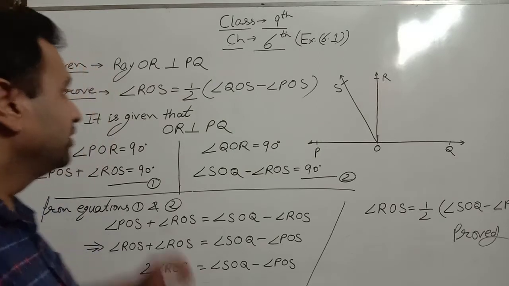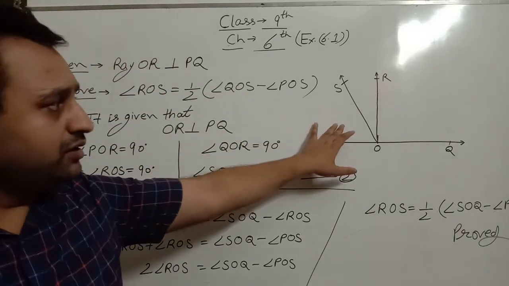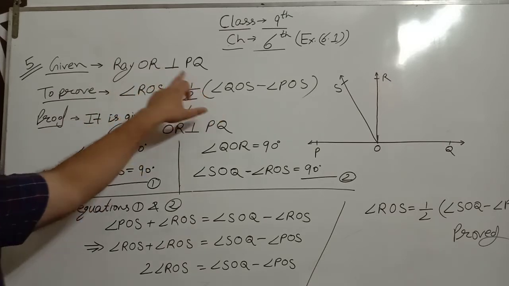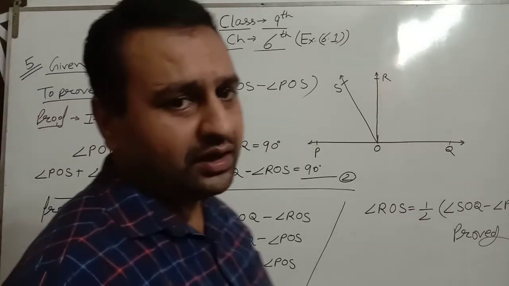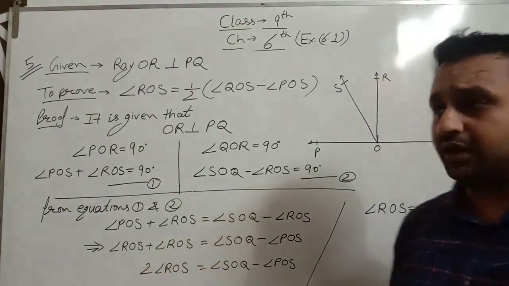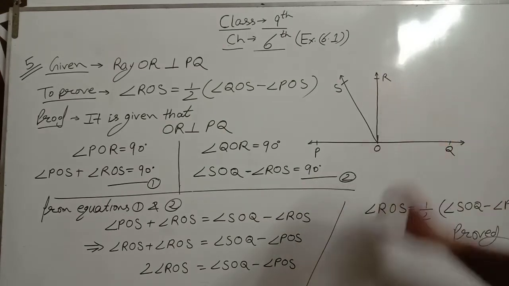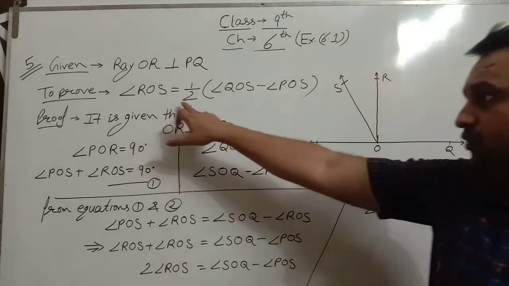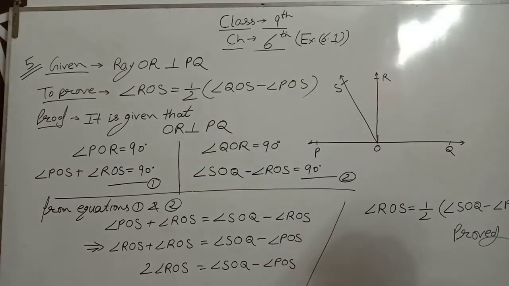Okay, now students, we have to do question number 5. It's an important question. In question number 5, the figure is given and the condition is ray OR perpendicular to PQ. I repeat, what is a ray? A ray is a part of a line which has a fixed end point and can be extended in one direction. So ray OR is perpendicular to PQ, and we have to prove that angle ROS equals half into angle QOS minus angle POS.